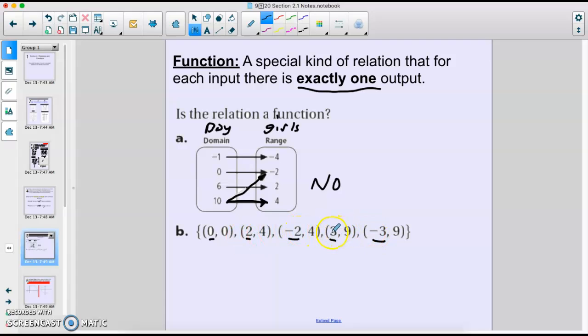The same boy is not represented twice. Now, multiple, I see that 2 and -2 both result in 4, right? That's okay. Multiple boys can ask the same girl to the dance. A boy just can't ask two girls. That would not be okay, right? So two boys can ask the same girl to the dance, but as long as we don't repeat x values, we're okay. So this is actually a yes. It is.